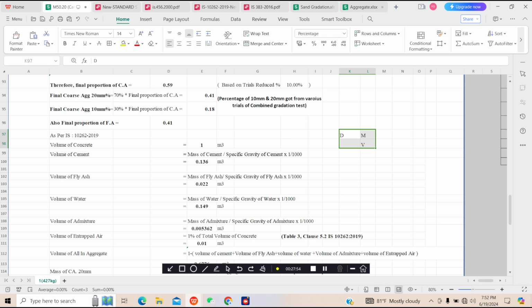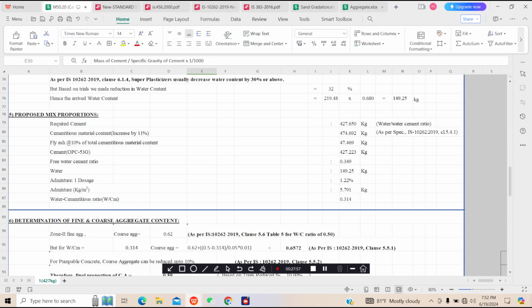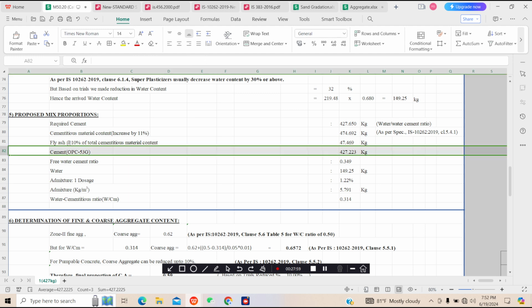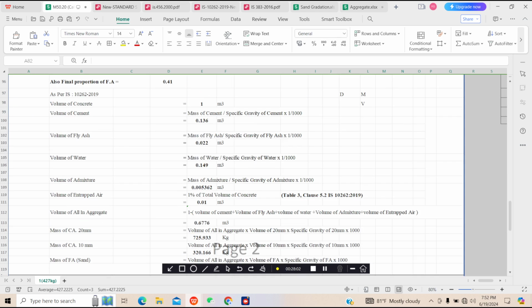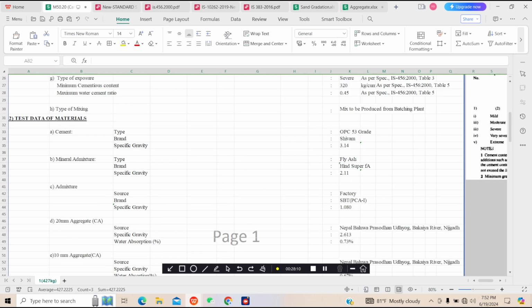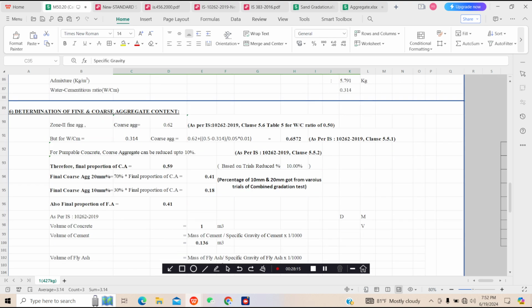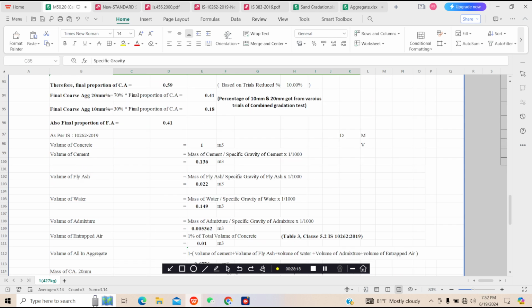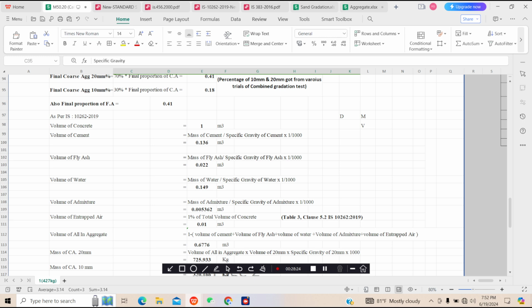So the mass of the cement we have calculated earlier. I will show you the mass of the cement here. It's 427.223. From there I have taken the mass, and the specific gravity of cement. Here, earlier I showed you the specific gravity value, 3.14, that we calculated in the lab itself. We can calculate this in the lab. Later, in the next video, I will show you how to calculate the specific gravity of cement, aggregate, and sand also. But as of now I will show you the calculation sheet. So if we divide the mass by specific gravity into 1 by 1000, we will get 0.136.